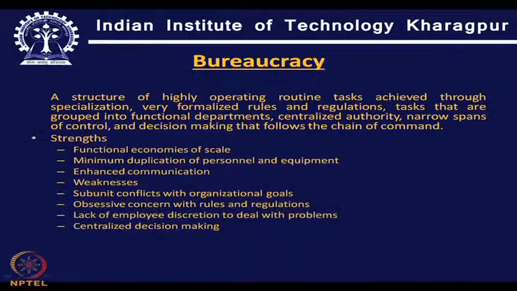Next structure that we have is known as a bureaucratic structure. A bureaucracy is a structure of highly routine operating tasks achieved through specialization, very formalized rules and regulations, tasks that are grouped into functional departments, centralized authority, narrow span of control and decision making that follows the chain of command.